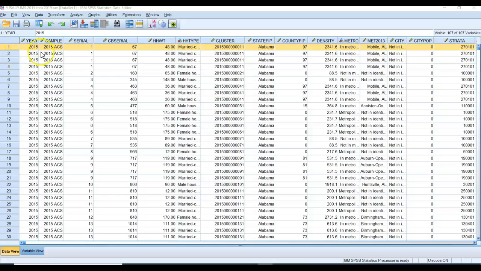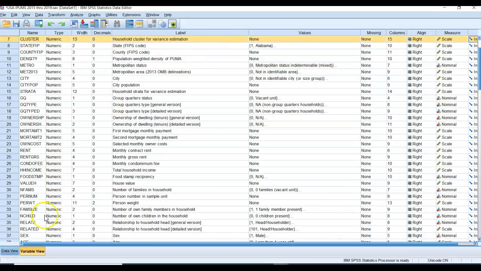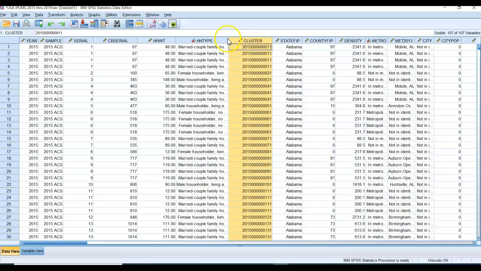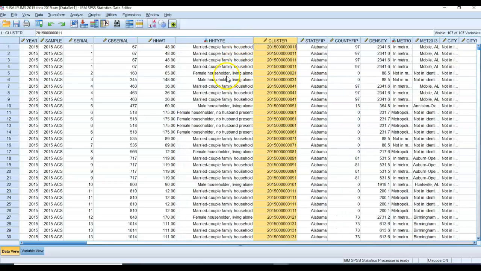So each one of these rows represents an individual person who was captured in this data set. For example, let's stick with person number one. For year 2015, this is the sample serial number. This is their serial number in the Census Bureau. This is the weight that's added to their household. This is the type of household, and it's a married couple household. You have female-headed households, male-headed householder, married couple family household, female household no husband present. There are all these categories that fall into this, so that determines household type.